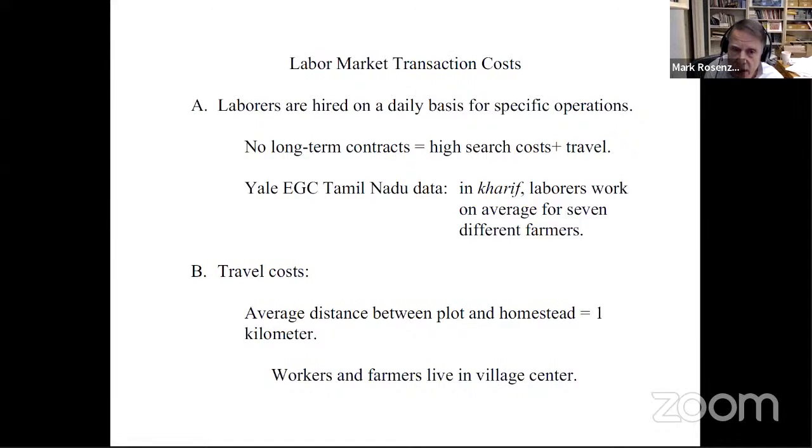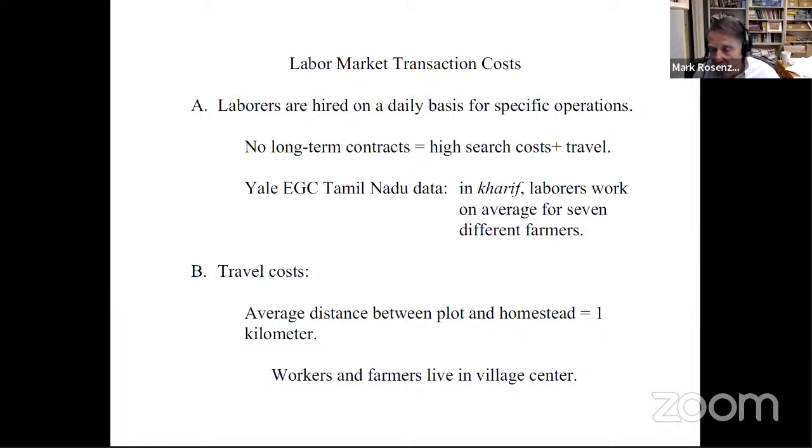Okay. And we see that there's no relational contracting in another data set, the Yale Economic Growth Center Tamil Nadu data set, where we see that on average, laborers work for 7 different farmers over the Kharif season. Now, it makes sense why there's no long-term contracting, because the farmers do not know in advance when they're going to carry out a specific operation over the course of the crop cycle.